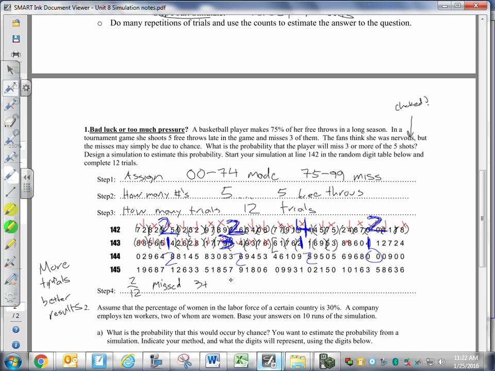Okay, so that is a 1 out of 6 chance in this situation, or 0.1667. So I say that the probability that somebody who's a 75% free throw shooter misses 3 or more out of their 5 shots is only 16%. Do you think that this great female basketball player missing 3 of the 5 shots is due to chance, or maybe she choked?